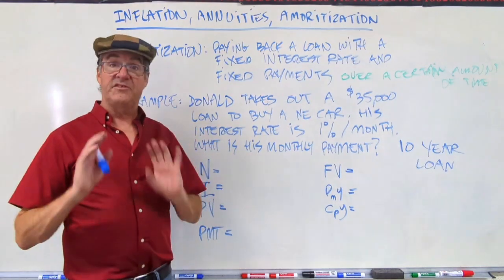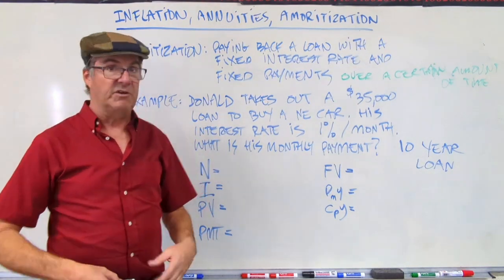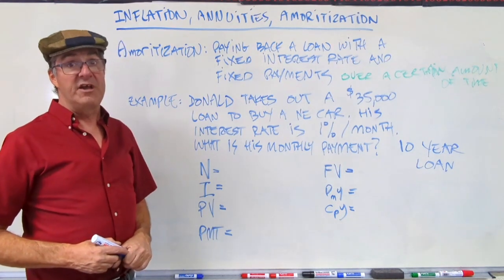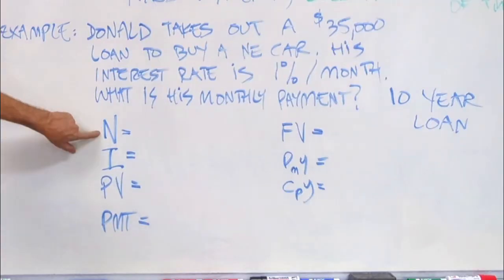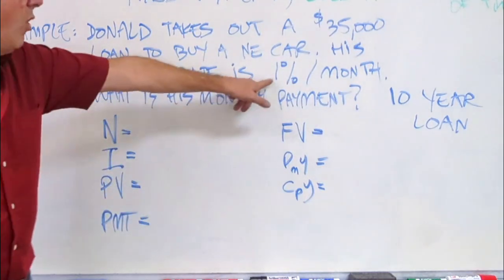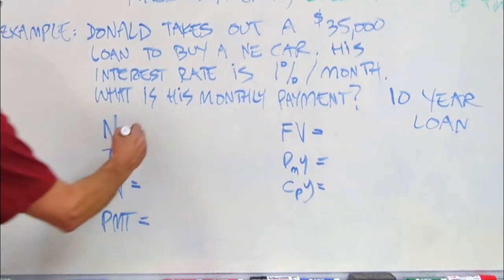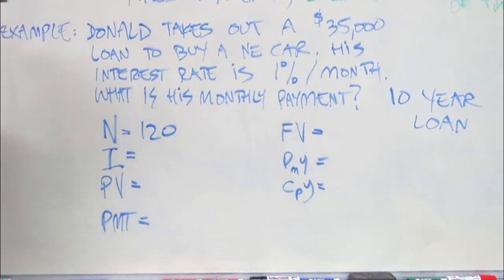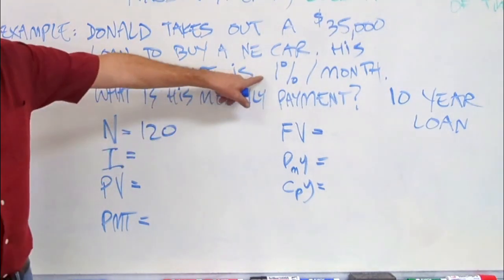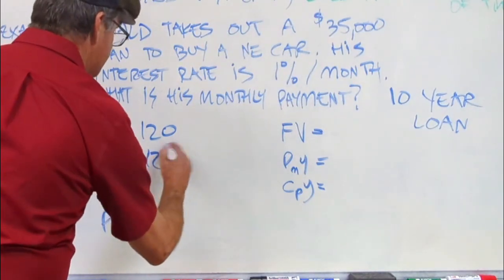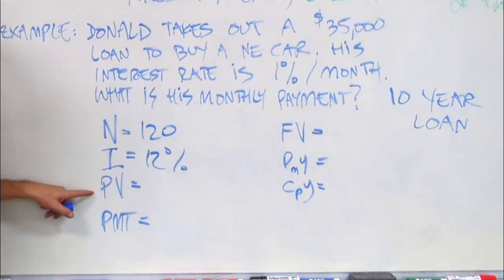So the next thing we do is define our variables. In this case, they're the same variables as we use for annuity. In fact, we're going to use the same function in the calculator as you used for an annuity. So here you go. N, that's the number of payments. 10 years at 1% per month. So we're going to make monthly payments for 10 years, so that's 120 payments right there. Interest rate. This is the yearly interest rate. So if we're paying 1% per month, we're paying 12% per year. So that's 12%.